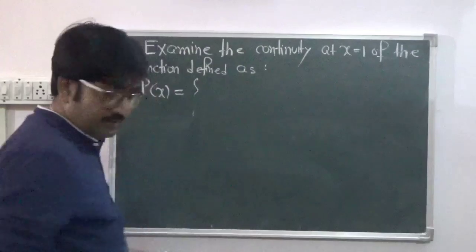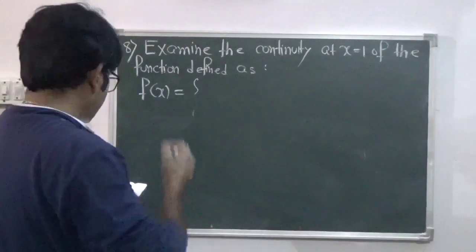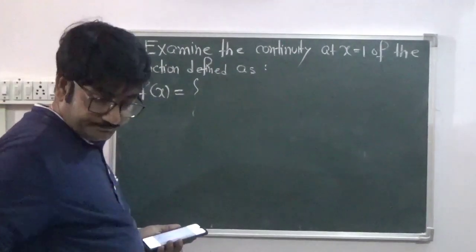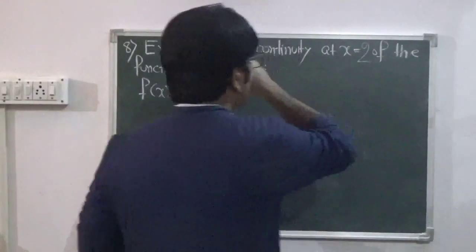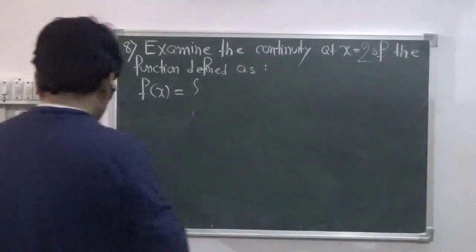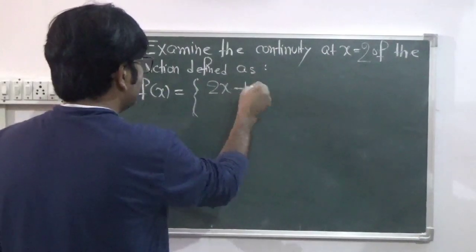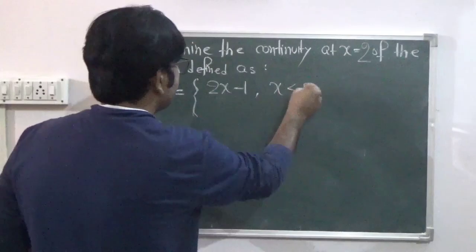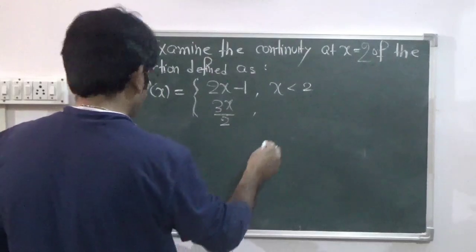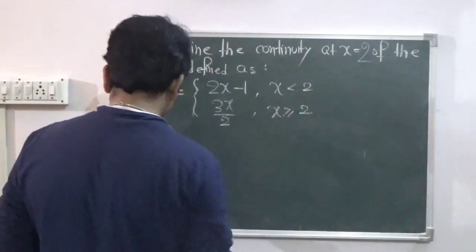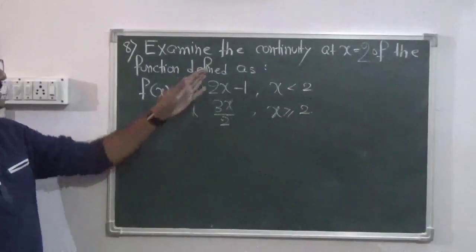Here the question is, examine the continuity at x equals 2 of the function defined as f(x) equals 2x minus 1 when x is less than 2, and 3x by 2 when x is greater than or equal to 2. So you have to check the continuity for this function at x equals 2.